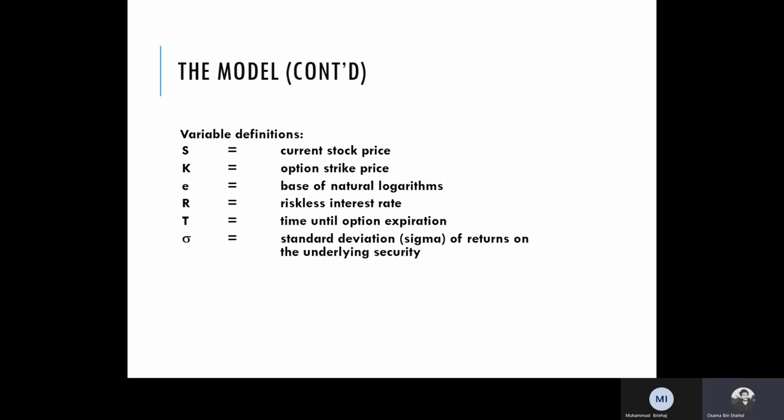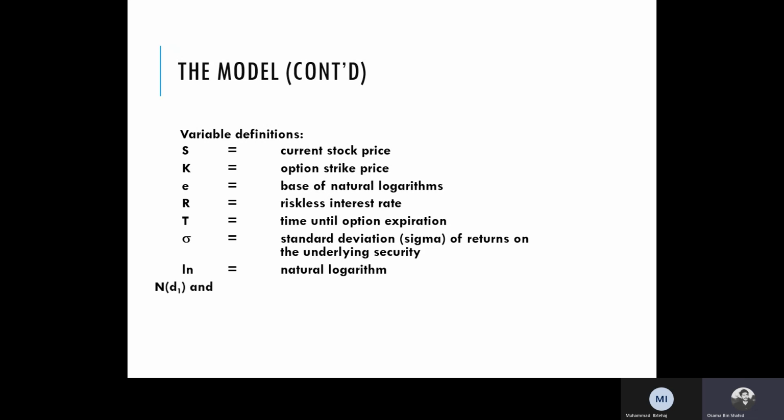T is the time until the option expiration, and sigma is the standard deviation of the returns of the underlying security. We assume that the stock will go through some standard deviation, and we have to take that into account. That is why in d1 and d2 we take into account the stock's standard deviation.